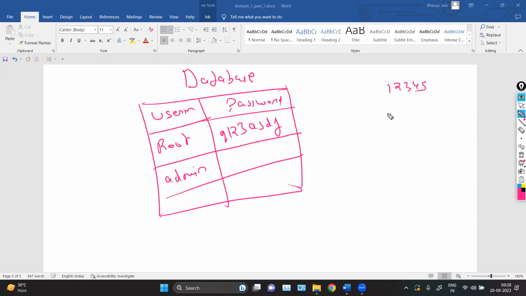Let's say the password of admin is pass. Now we can generate the hash of this one, for example. This is just an example. We don't have a hash like this; the hashes are very long. So now instead of storing the real passwords, we are storing the hash value of the passwords.